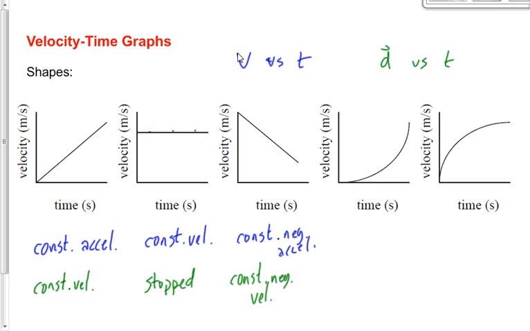The fourth one, this one's going to mean increasing velocity, or it's going to mean acceleration. So the velocity is increasing. Now, how quickly is it increasing? We don't know by the shape of this graph. We just know that the velocity is increasing. Well, if it's a velocity time graph, it's also acceleration. But we know specifically that it's an increasing acceleration.